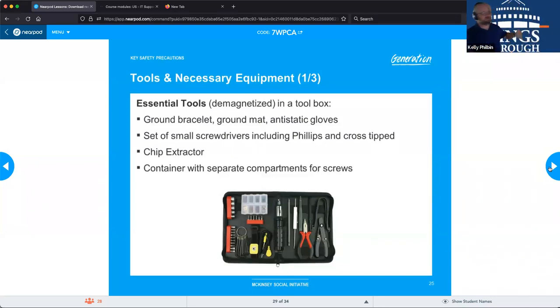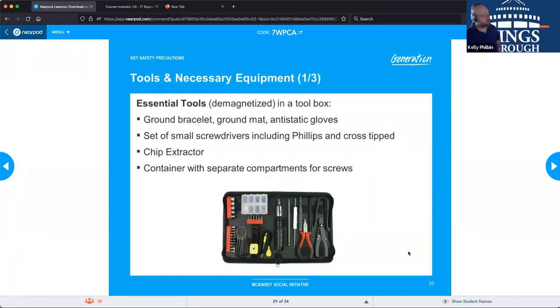So we're going to go over just a few of the basic tools here. First would be that grounding bracelet, grounding mat, and grounding gloves. We did see that bracelet in the previous slide. It's that little strap that goes around with a little coiled wire that hooks up. In here, you'll see there is a set of screwdrivers, the most common being a Phillips. So this would be your screwdriver in here. It comes with a variety of bits that you can use.